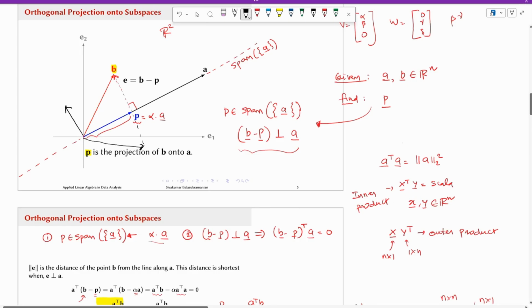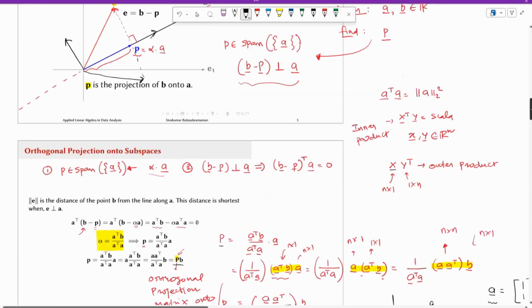When will the orthogonal projection be equal to the original vector itself? Exactly. If B was in the original subspace, the orthogonal projection is simply no line at all. You already are in the space. So whenever you choose elements from the subspace, the orthogonal projection will give you the same vector.